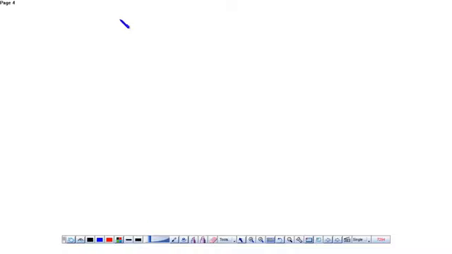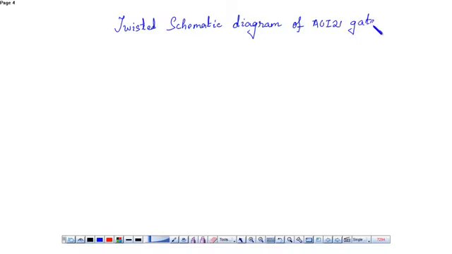then that is called the twisted schematic diagram of AOI 21 gate.